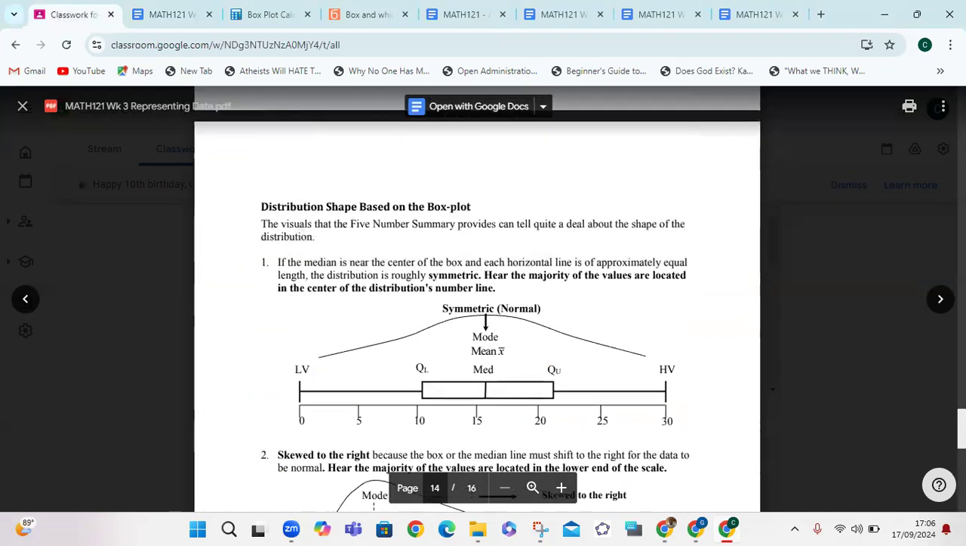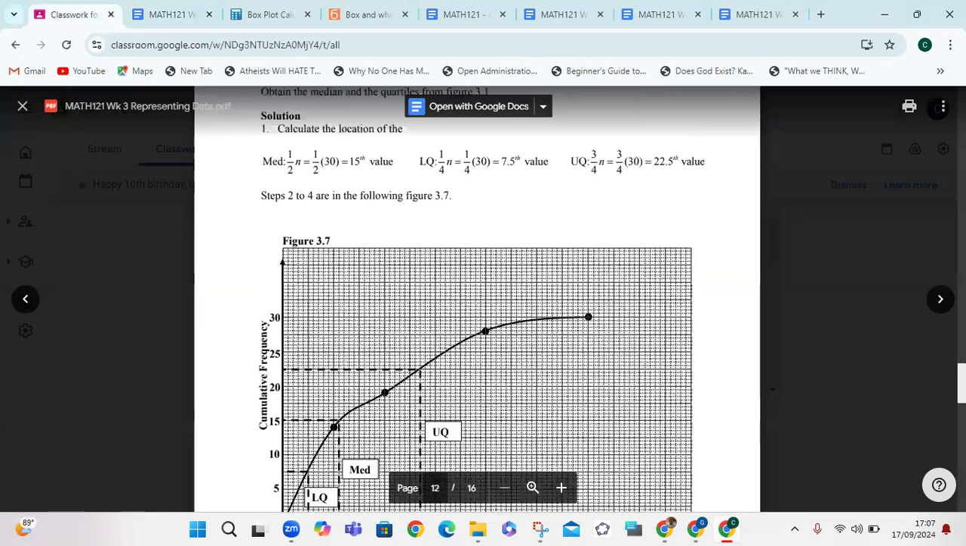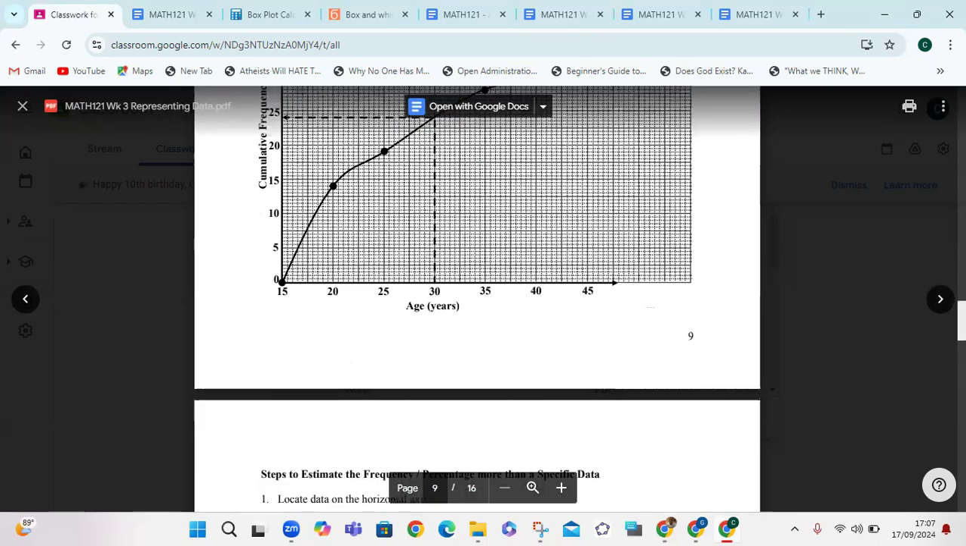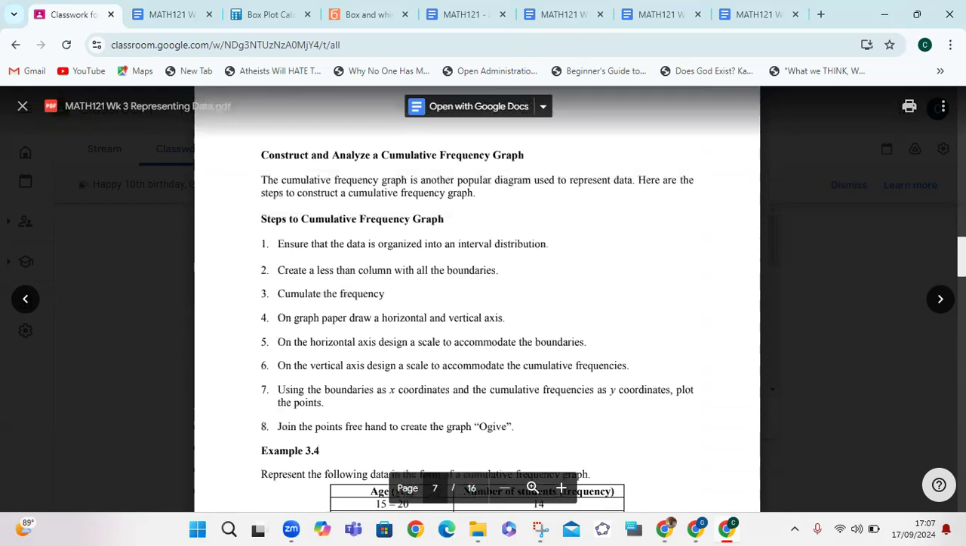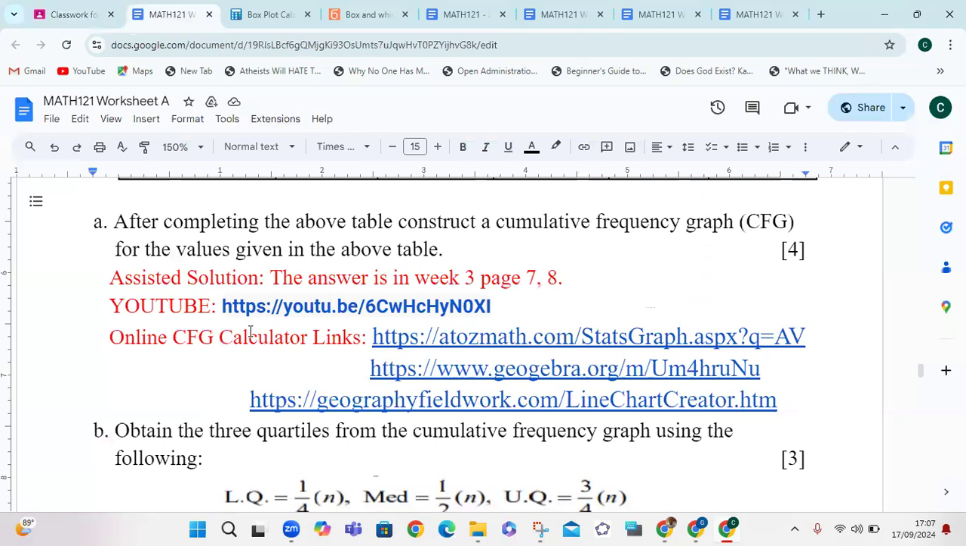This is week 3. Week 3 is on representation of data. For number 32, we talked about the box plot. Here is the information for the cumulative frequency graph, starting from page 7. Here it is. You can go to this YouTube video and you'll get assistance there. And you have 3 online graph generators that you can use to assist you to construct that graph.